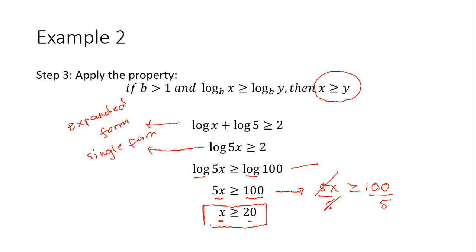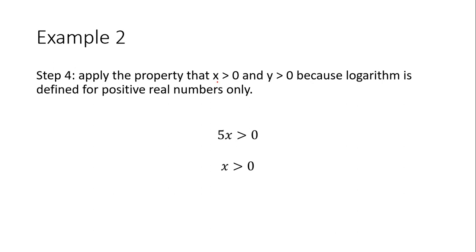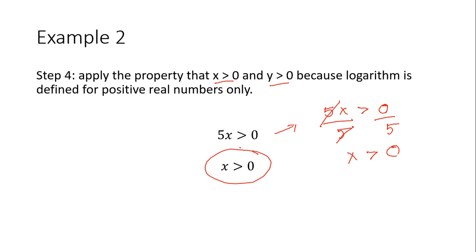That is just the first x. Okay, next one is hanapin natin yung x is greater than 0, y is greater than 0. So, hanapin natin aling side dyan yung meron pong variable. And that is 5x. So, we will be applying that property. So, 5x is greater than 0. Divide both sides by 5. Tandaan natin, kapag po ang numerator natin is 0, automatic the answer is 0. Kaya po meron po tayong x is greater than 0.